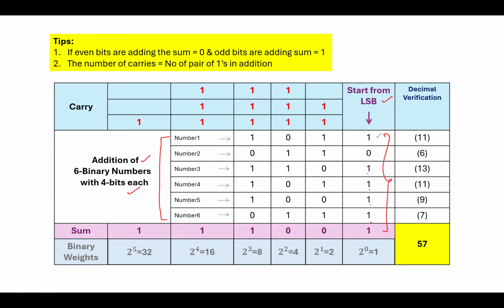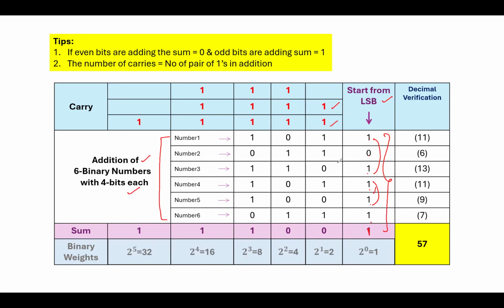Now we should count how many ones are there. 1, 2, 3, 4, 5. Odd number of ones. So that sum is 1. 5 means 2 pairs of ones because these two one pair, these two another pair. So 2 carries are forwarded to the next position bits.